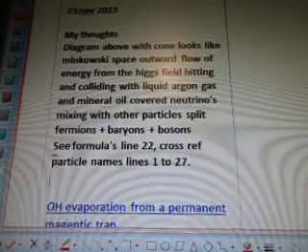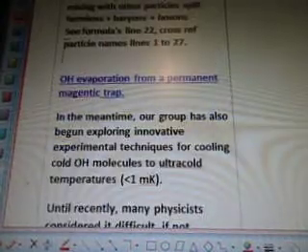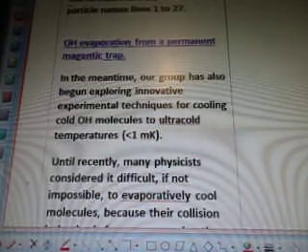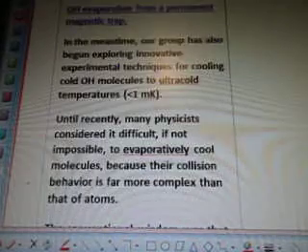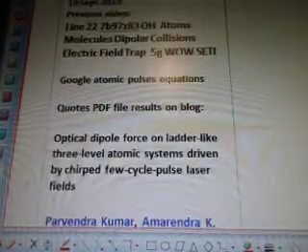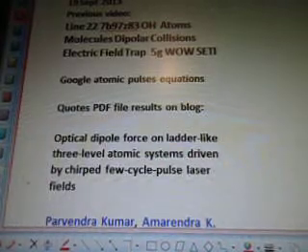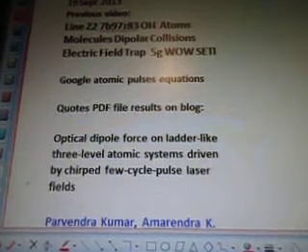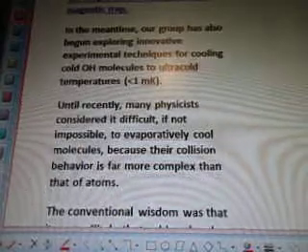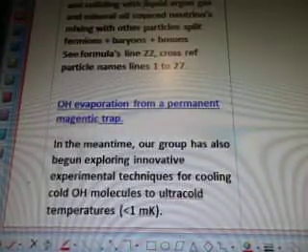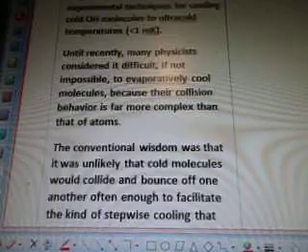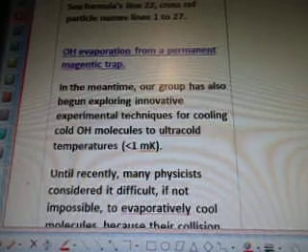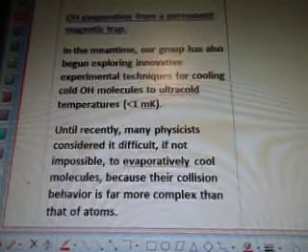Okay, so we're going to add that in there. Okay, so OH evaporation from a permanent magnetic trap. In the meantime, our group has also begun exploring innovative experimental techniques for cooling cold OH molecules to ultra-cold temperatures. Actually, since we did that, I'm going to add the word formula to this because there is a bit of a formula there to try. And I'm going to just make a note that this is a formula now. Okay. Sorry about that. Okay. And just make a space there. Okay, so in the meantime, our group has also begun exploring innovative experimental techniques for cooling cold OH molecules to ultra-cold temperatures of less than 1 mK.